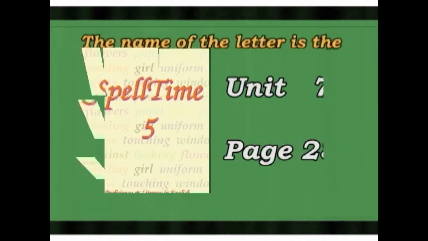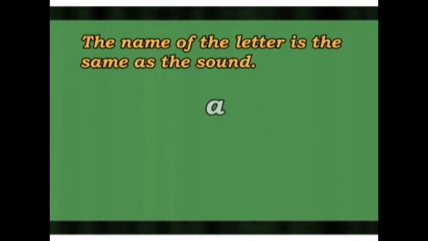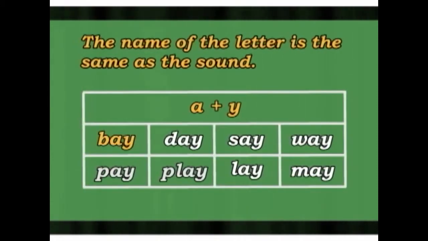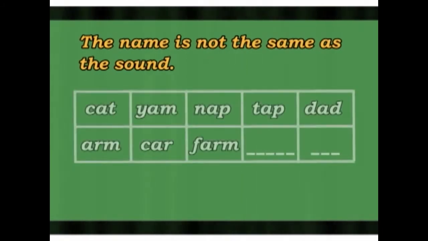Now, just a couple of pages ago, we spoke about the letter A and how it could be pronounced A, the same as the name of the letter. And we also looked at many different ways of spelling the sound A. Well, today we're going to look at the letter A that is not pronounced A. It's pronounced in a different way.